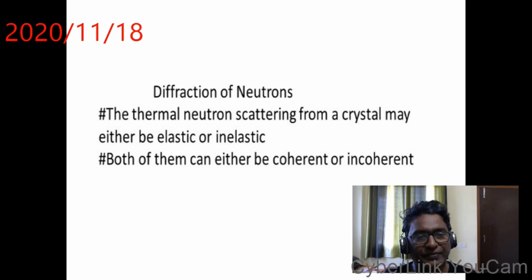At last, I would like to discuss the diffraction of neutrons by crystals. The thermal neutron scattering from a crystal may either be elastic or inelastic, and both of them can either be coherent or incoherent. That means an elastic scattering may either be coherent or incoherent. Similarly, an inelastic scattering may also be either coherent or incoherent. Now, I already had mentioned to you that out of the three wave particles, namely the X-rays, the electrons and neutrons, the neutrons are the slowest wave particles.